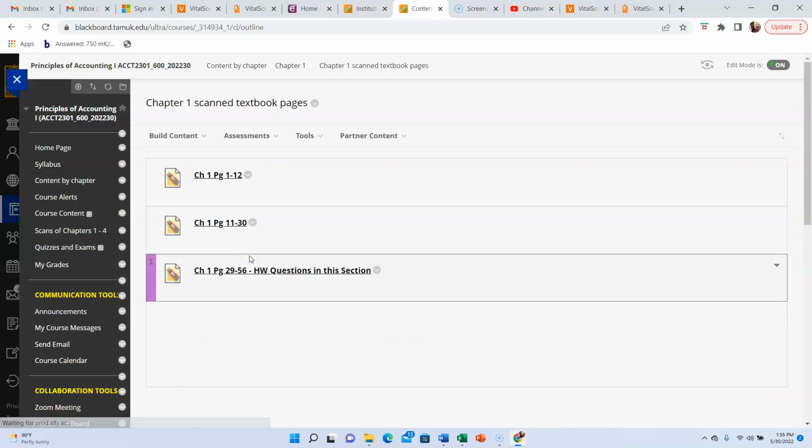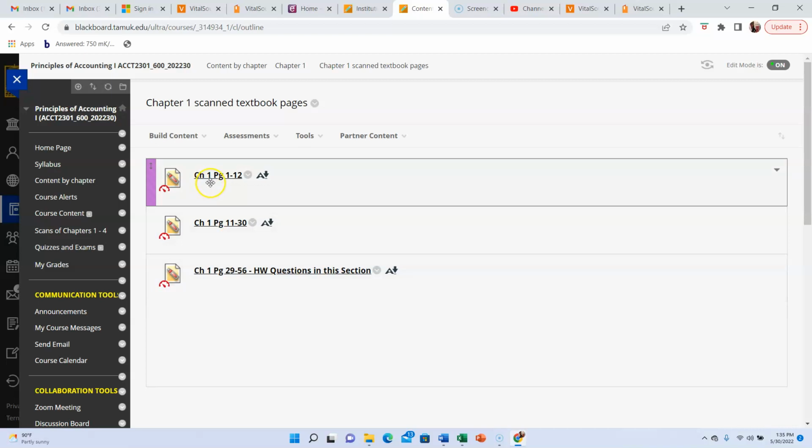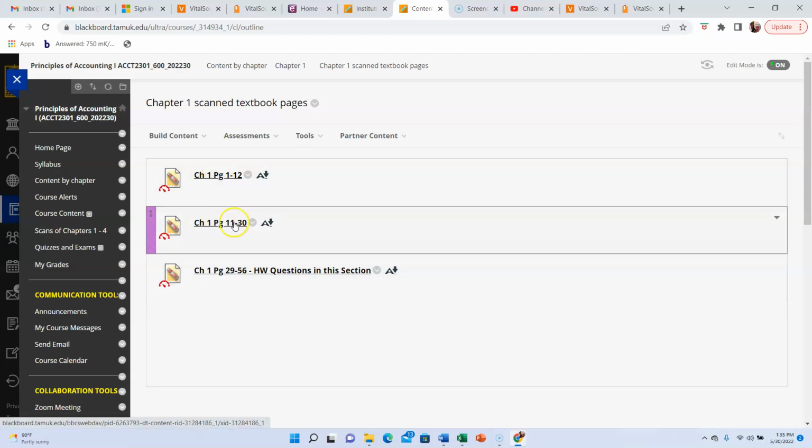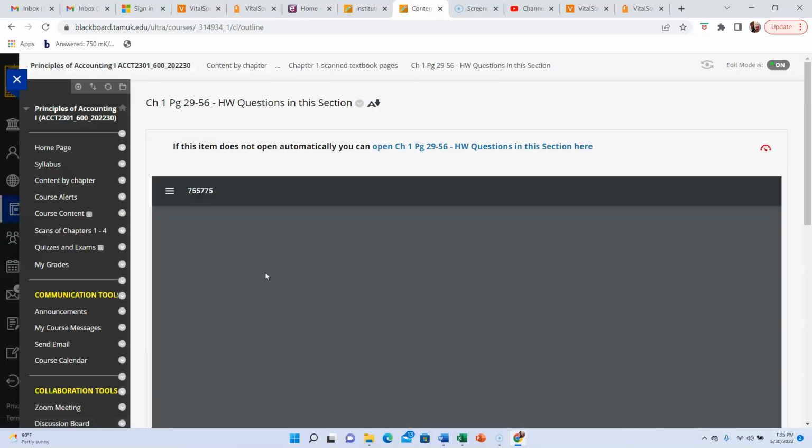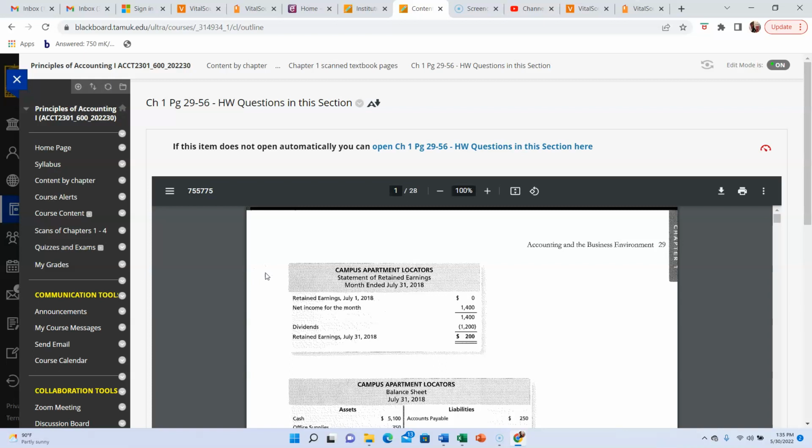So here are chapter 1's scan pages, and I had to break them into sections. For some reason, it wouldn't scan them all at one time. The homework questions are in the last section, okay? So basically, you're good through chapter 4, which is our first full week.